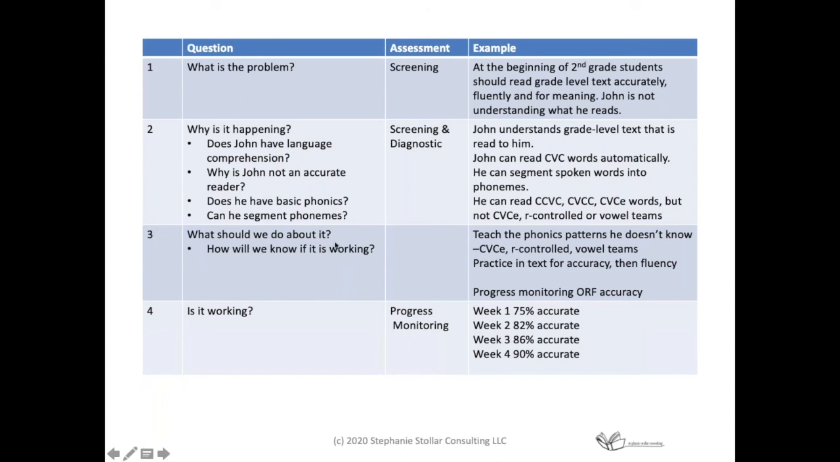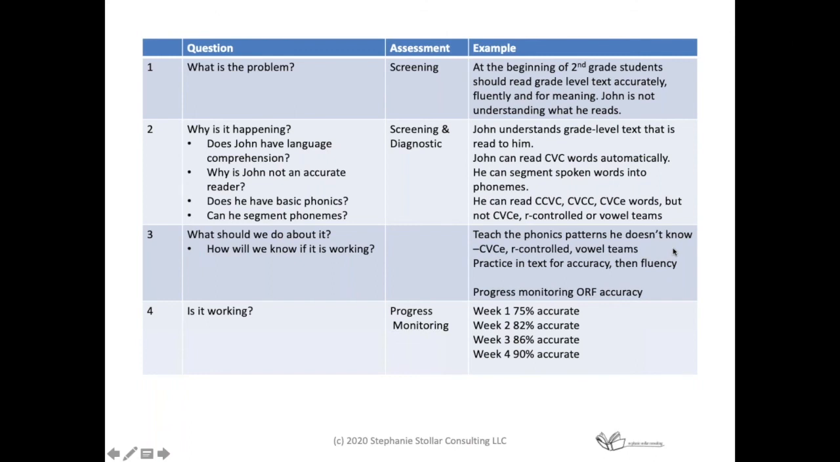What should we do about it? And here's where our intervention planning is linked directly to the assessment data. So we're going to be teaching exactly the patterns that he is missing. We're going to be practicing those patterns in controlled decodable text, building accuracy first and then fluency. And that explicit phonics lesson is going to follow a sequence of starting with a phonological warm-up. We can work on phonemic awareness skills beyond segmentation.